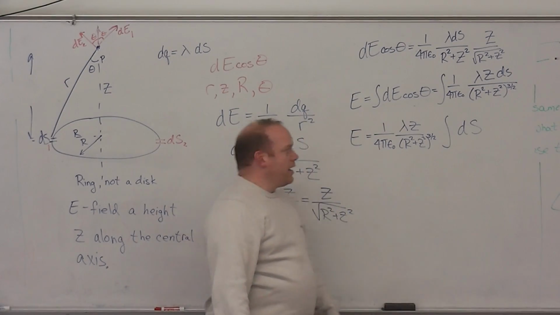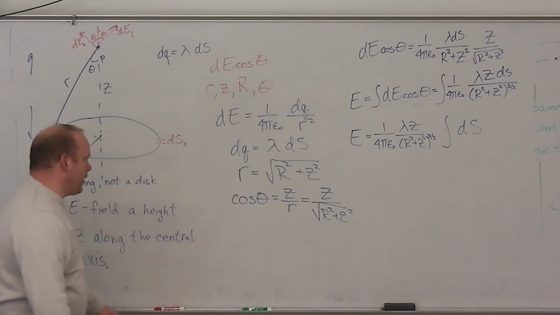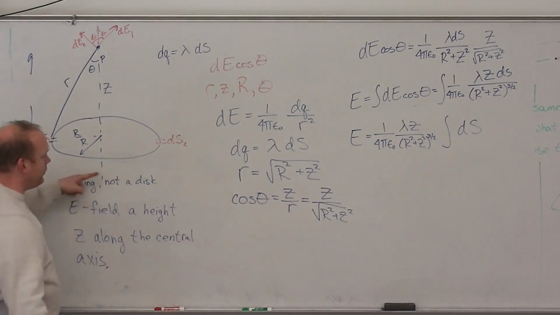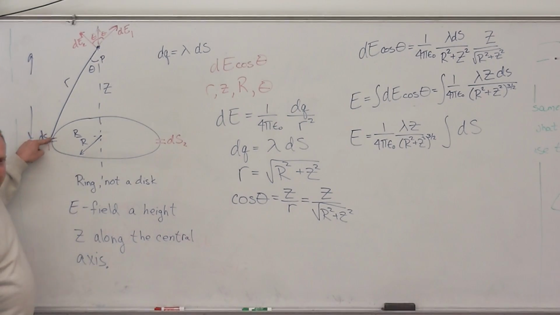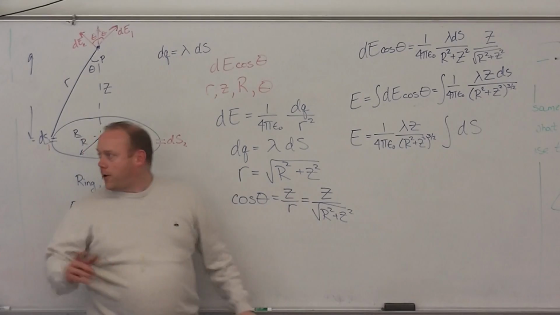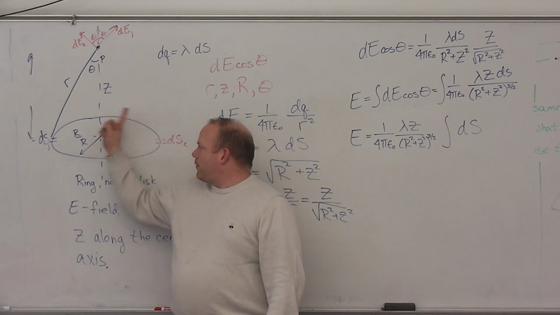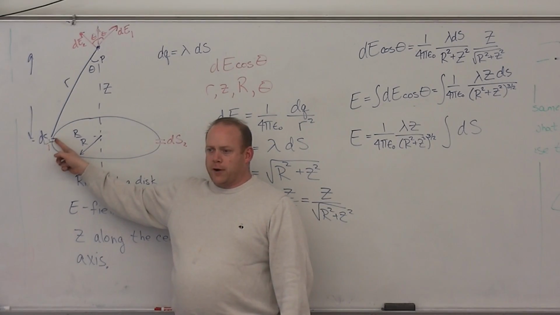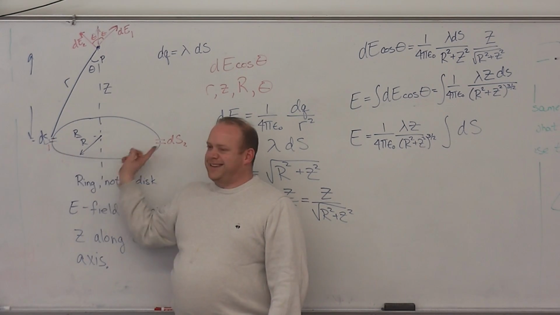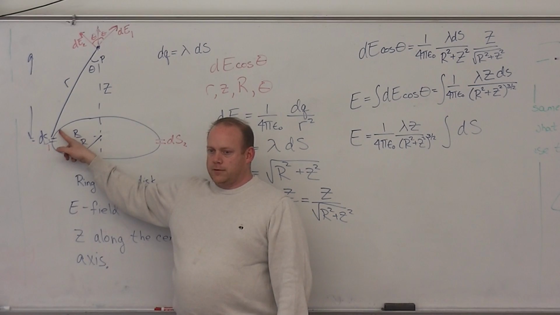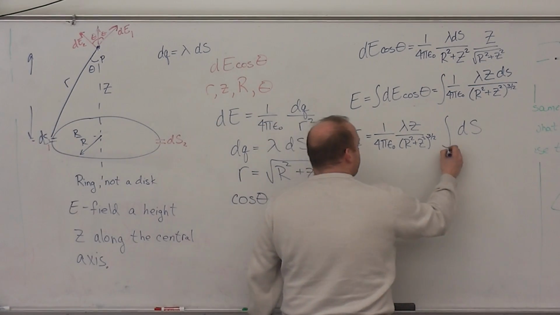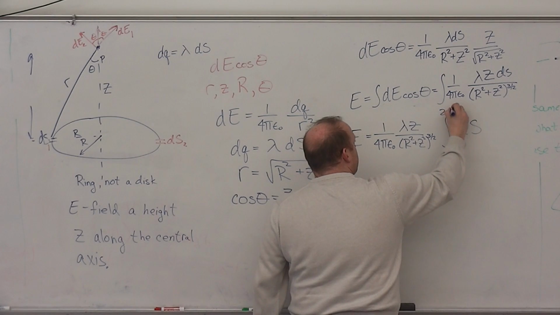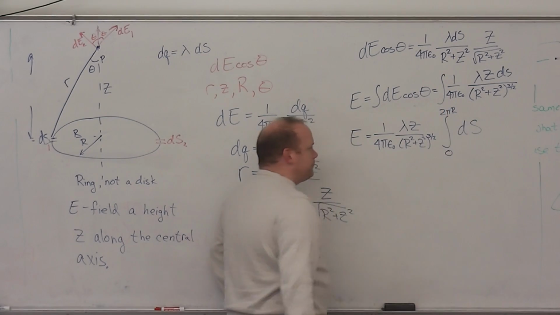Now, this is the integral of an arc length. We're going to integrate as we go around the circle. If I call this point 0, and I integrate all the way around, how far around is that? 360 degrees. What would be the distance over which I'd be integrating? 2 pi r. So I'm going to integrate from 0 to 2 pi r, big R.